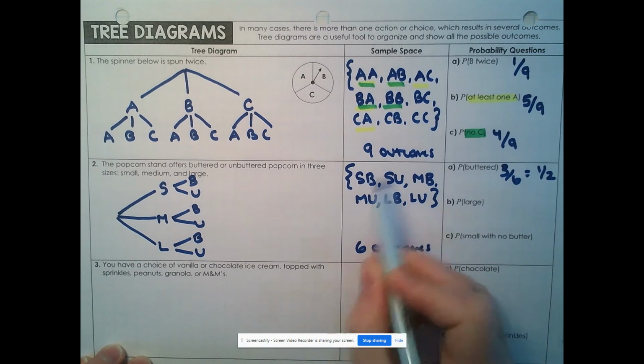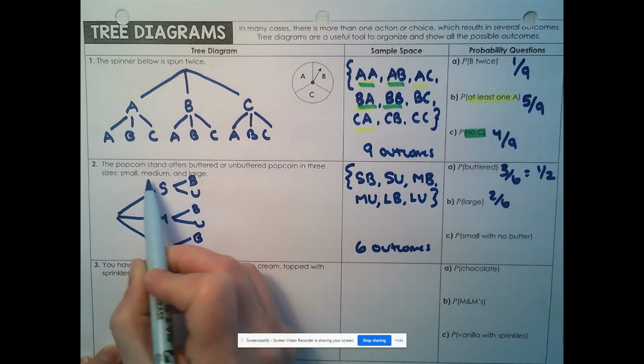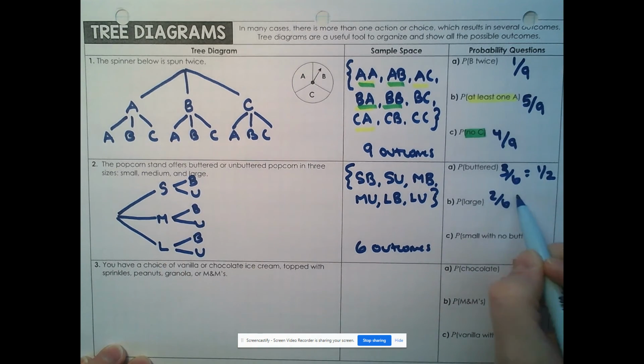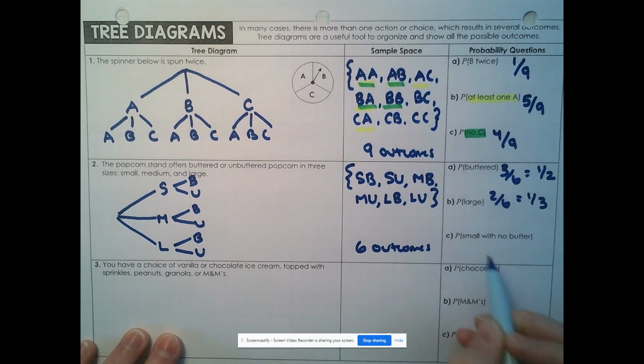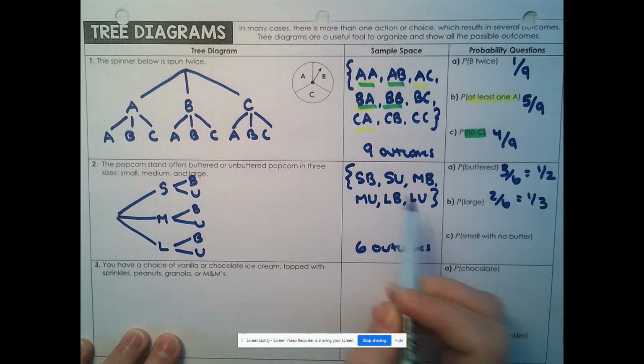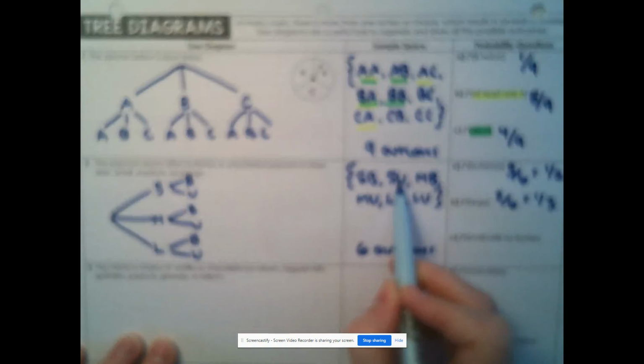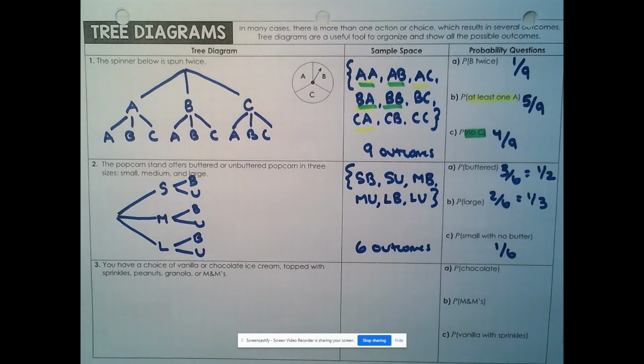Large is 2 out of 6. But I could go back here and say, well, there were only 3 choices and large is 1 out of 3. 2/6 also gives me the 1/3. Small with no butter. So if I want small, well, there's small buttered, there's small with no butter. There's only 1 out of the 6.